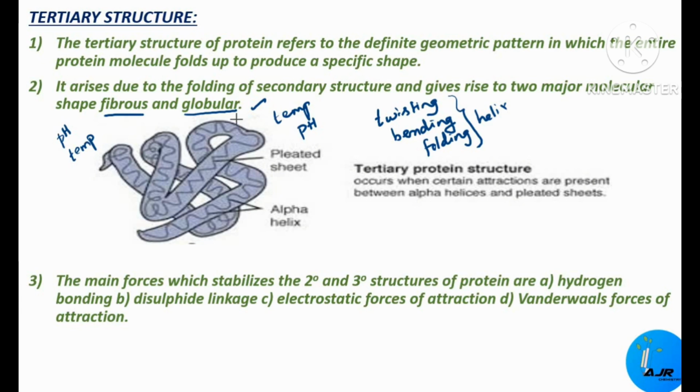Examples of fibrous proteins are keratin in hair and nails, myosin in muscle, and fibroin in silk, wool, etc. Globular proteins include fibrinogen, albumin in egg, hemoglobin, all types of enzymes, antibodies, and the venom of snake and scorpion.